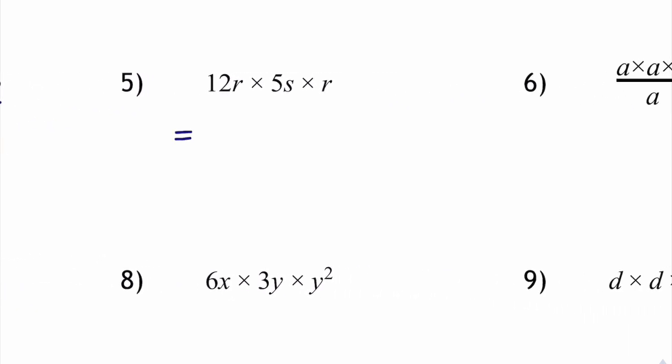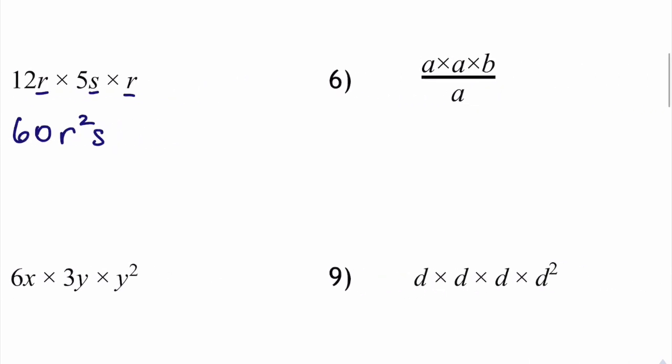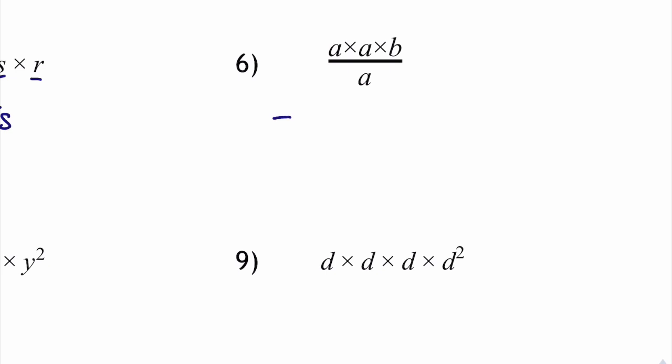Question 5. 12 multiplied by the 5 is 60. We've got the r and the r here, which is r squared, and then the s term there, so s. Question 6, some division here, so we can cancel some terms. We can cancel the a with one of the a's in the numerator, and that leaves us with a, b.